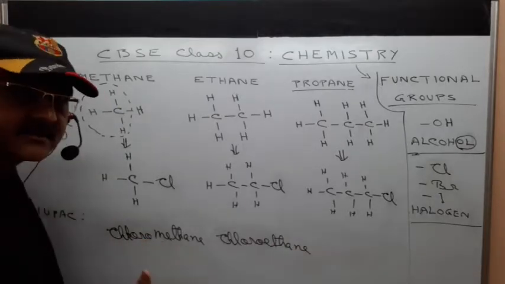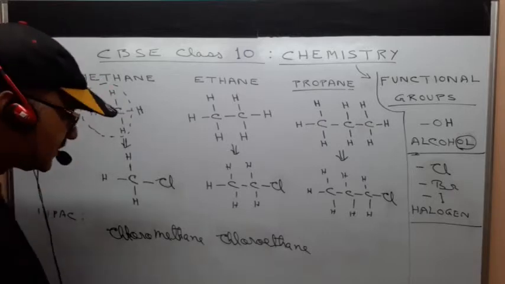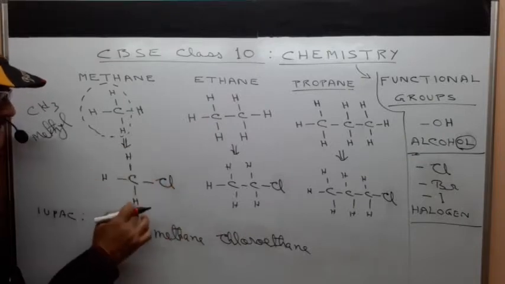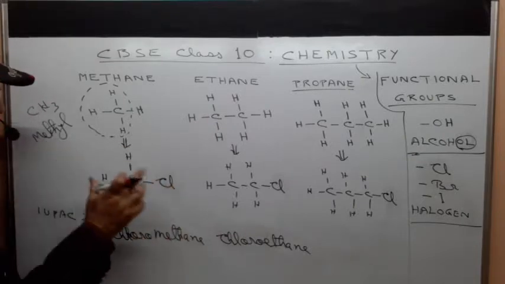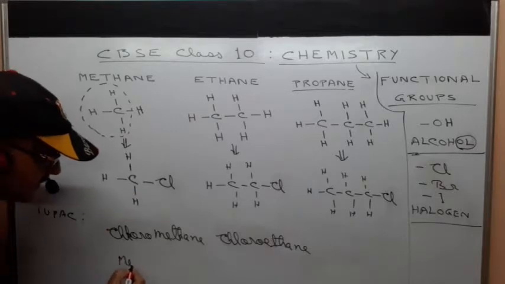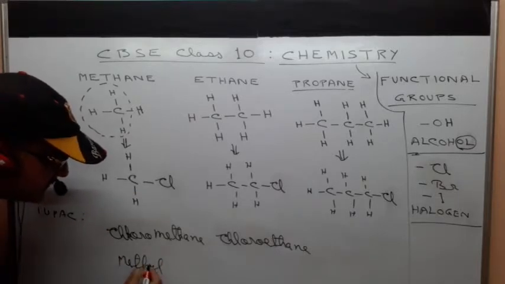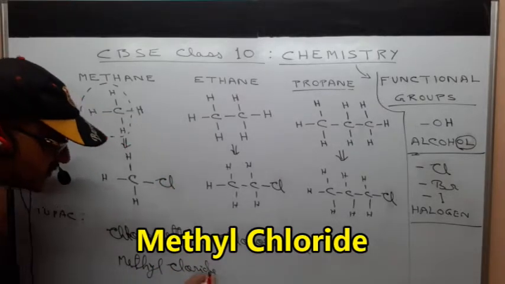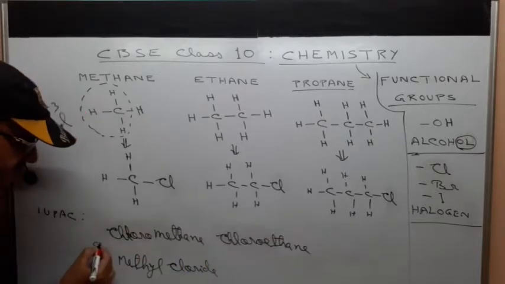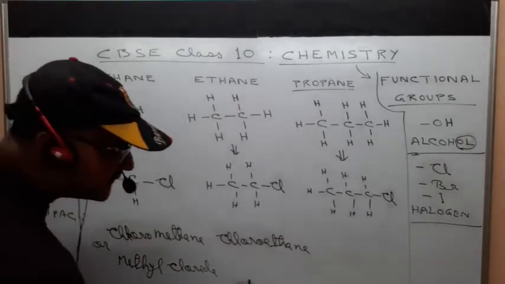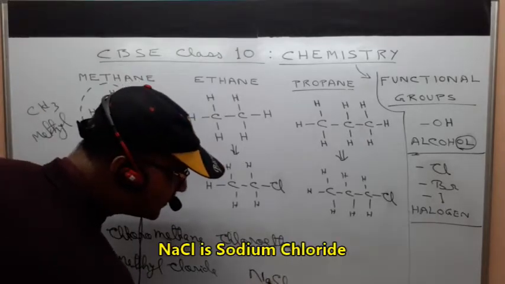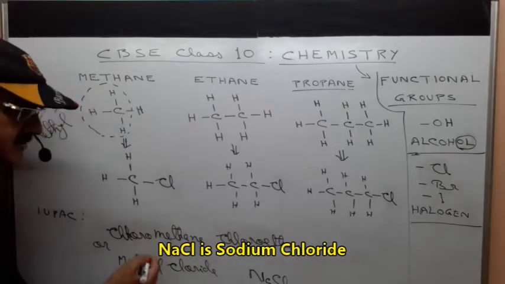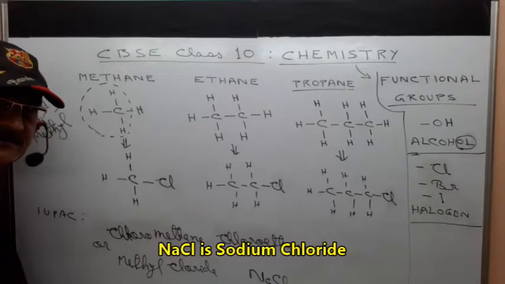They also have another name, which is a commonly used name. Now look at this molecule. It has CH3 and Cl. CH3 is called methyl. And for chlorine, we say this is a chloride. So this is also called methyl chloride. Like you have NaCl. What is it called? Sodium chloride. Similarly here it is called methyl chloride. Clear?